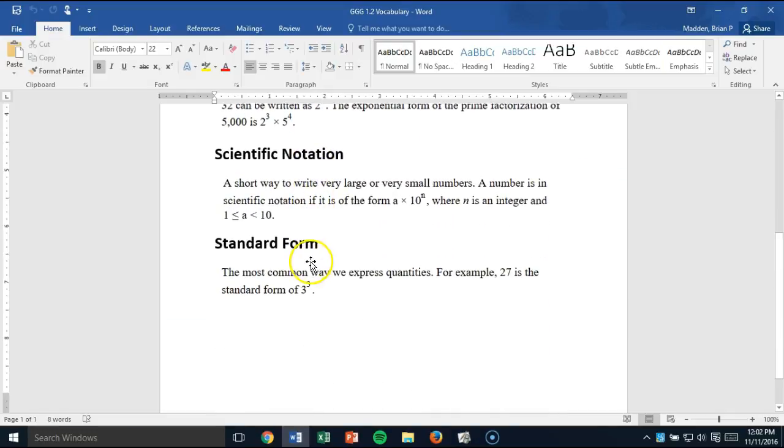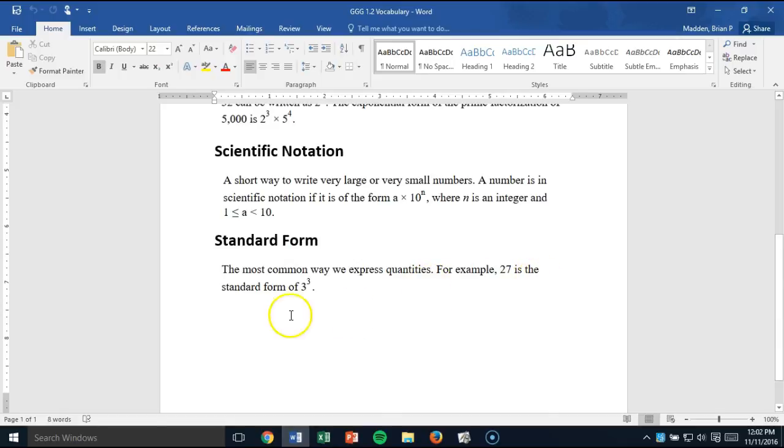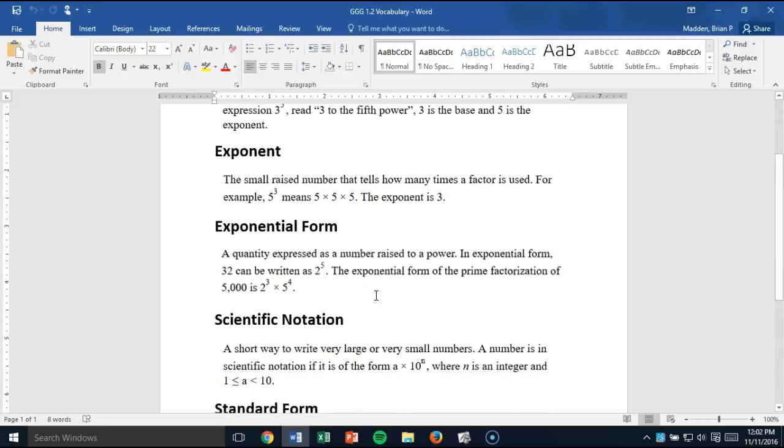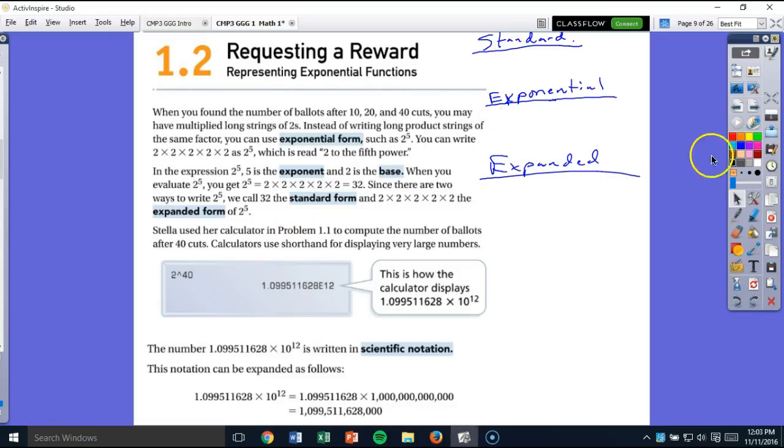Standard form is the most common way we express quantities. For example, 27 is the standard form of 3 to the 3rd or 3 cubed. So if we were to grab the number 32, the standard form is just 32. Our exponential form, as we're showing here, is 2 with our little 5. You have to excuse some of my handwriting because I'm left-handed but using a right-handed mouse here, so it could get ugly. Our expanded form is 2 times 2 times 2 times 2 times 2, 5 times. So those are the different ways that we can write the number 32: standard form, exponential form, and expanded form.